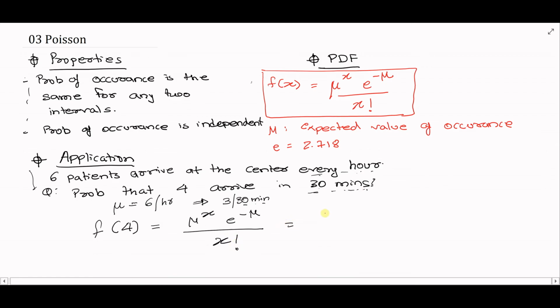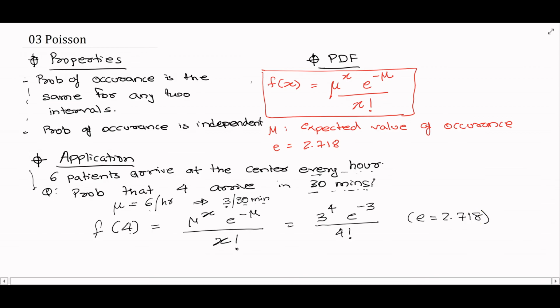right? So mu is 6 per hour, so 3 per 30 minutes, because we are interested in 4 patients arriving, 4 occurrences in a 30-minute interval. So mu is 3, x is 4, that's what we're interested to find out, the number of occurrences. e is the number e, then you have mu again, which is 3, and then x factorial, which is 4 factorial, right?